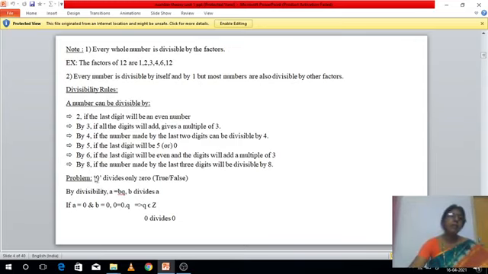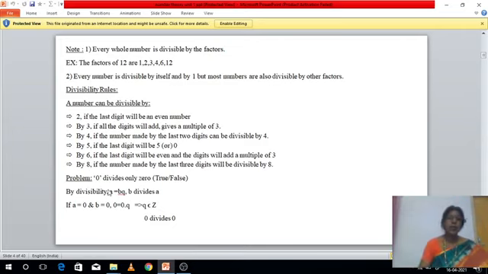Then a number is divisible by 8 if the number made by the last 3 digits is divisible by 8. So these are the rules for divisibility by particular numbers. Without dividing the number by 2, 3, 4 or any other number, we can observe these points and tell whether the number is divisible by 2, 3, 4 or any single digit.